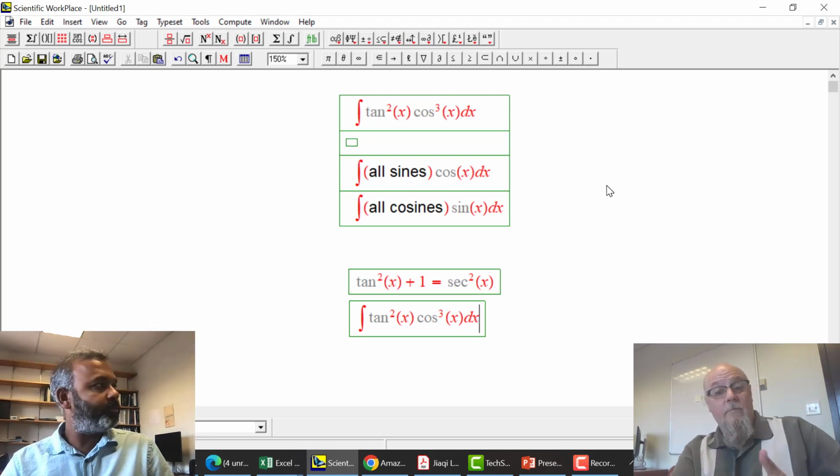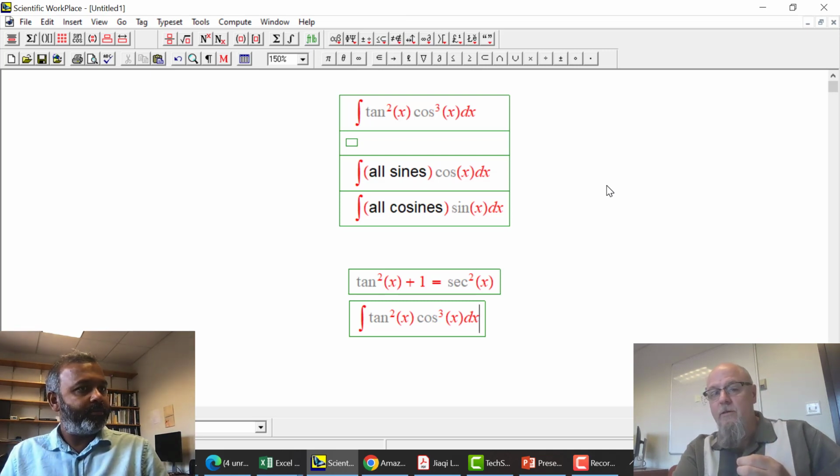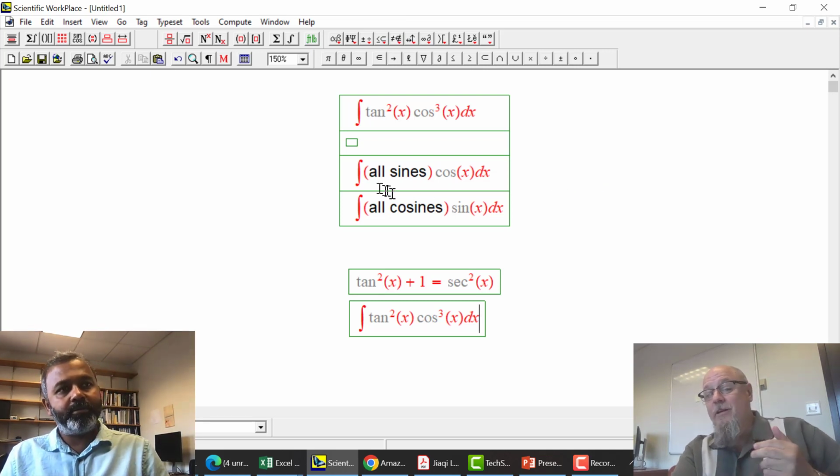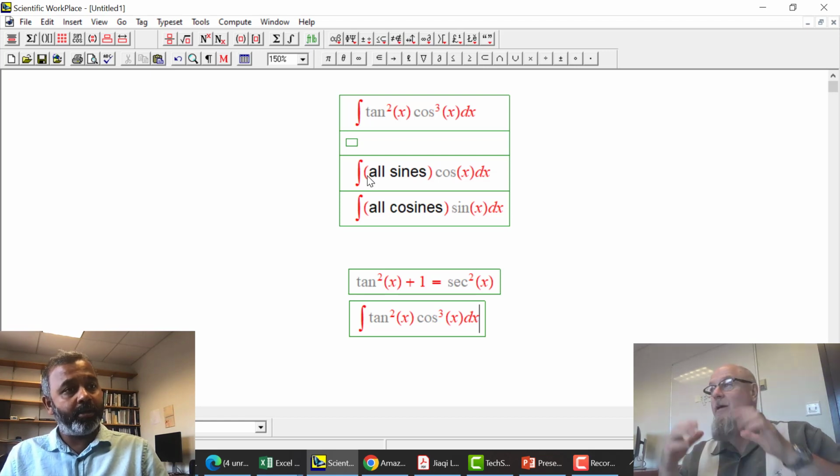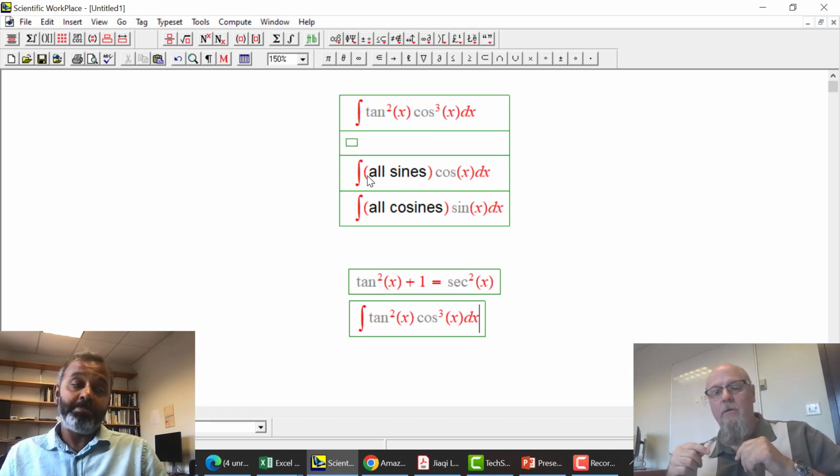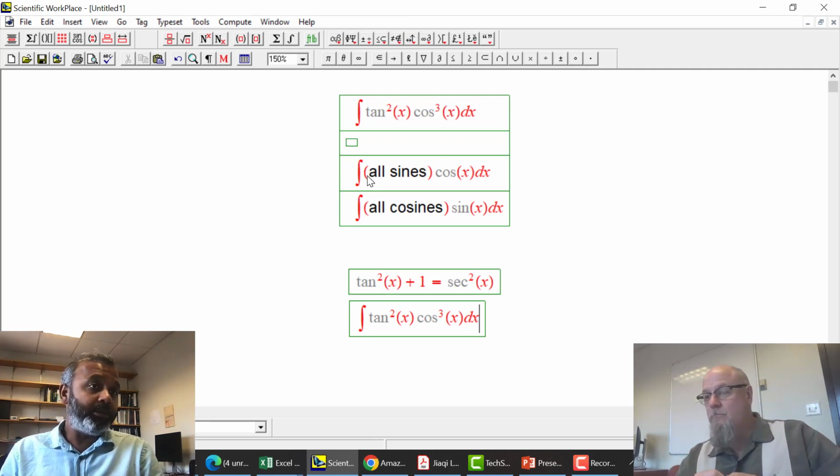Now, the first thing that I'm thinking about is I want to do a substitution on this. So if I can turn it into all sines times one cosine, then I can do u sub equals sine. Or if I can make it all cosines times one sine, then I can do u sub equals cosine. So those are my plans. Yeah, that sounds good. So the question is, how do we do it?